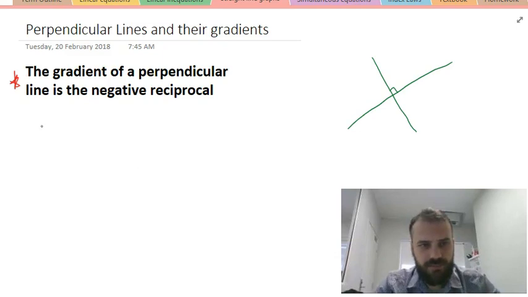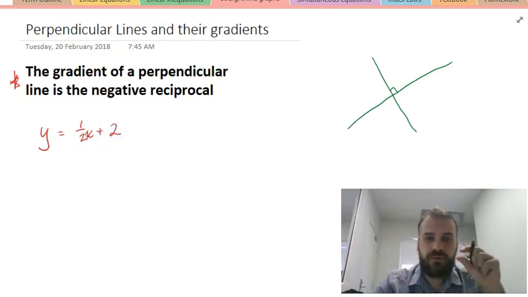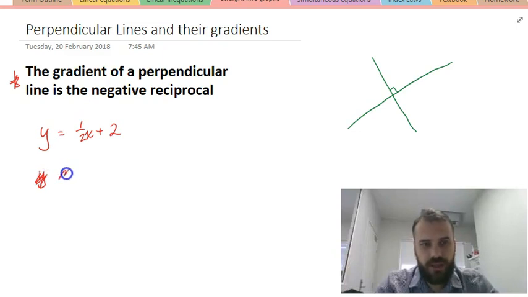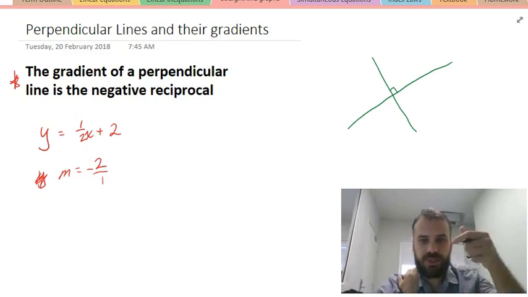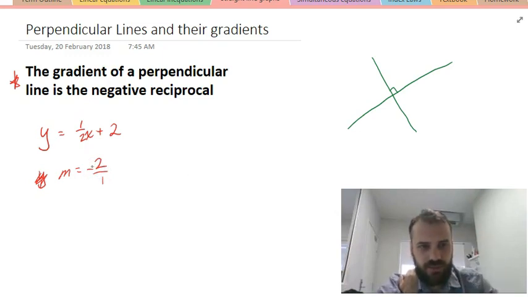So that means that if there is a line, y equals half x plus 2, then a perpendicular line is going to have a gradient of m equals this fraction upside down, so 2 over 1, or just plain old 2, negative. Reciprocal means upside down, negative fraction.